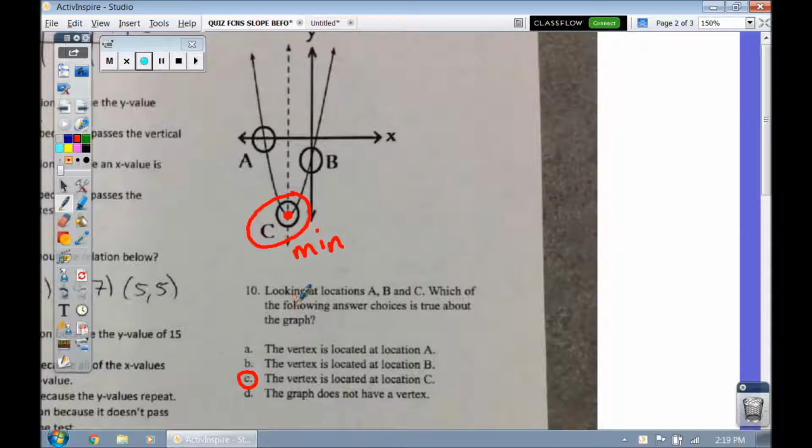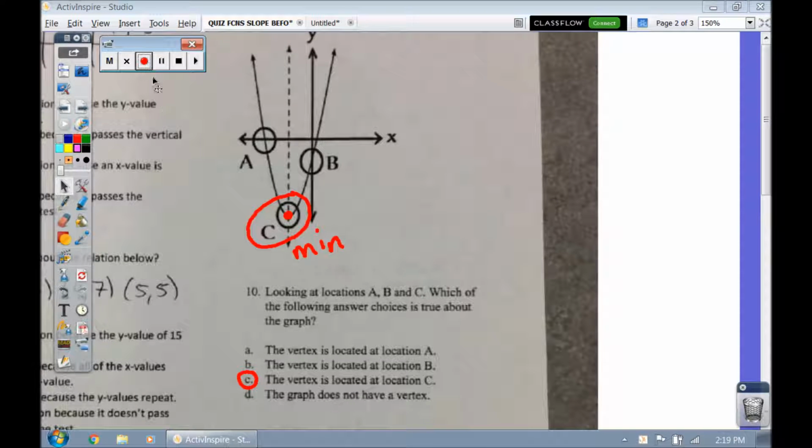Let's look at 11. Question 11 is asking you, where is the y-intercept located? Well, the y-intercept is where it crosses the y-axis. So here's your y-axis that I'll highlight in yellow. And so where does that parabola cross the y-axis? It crosses right here at location B. So this is your y-intercept.